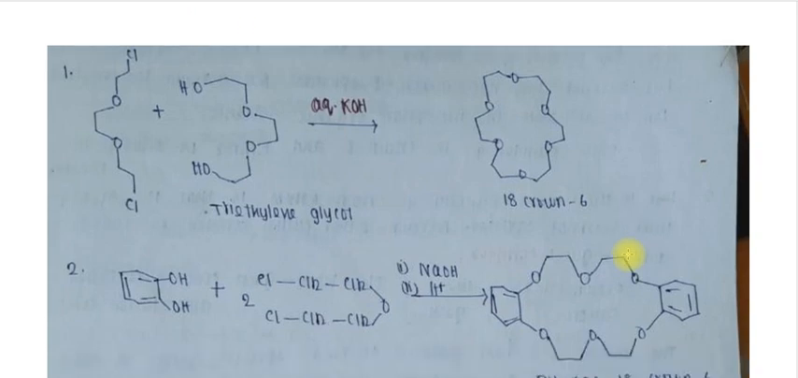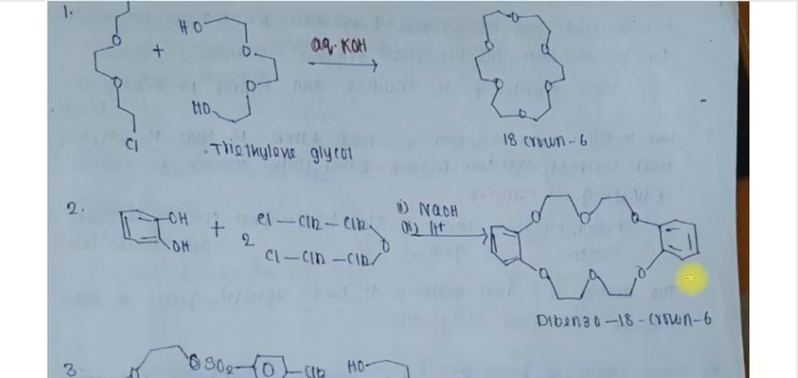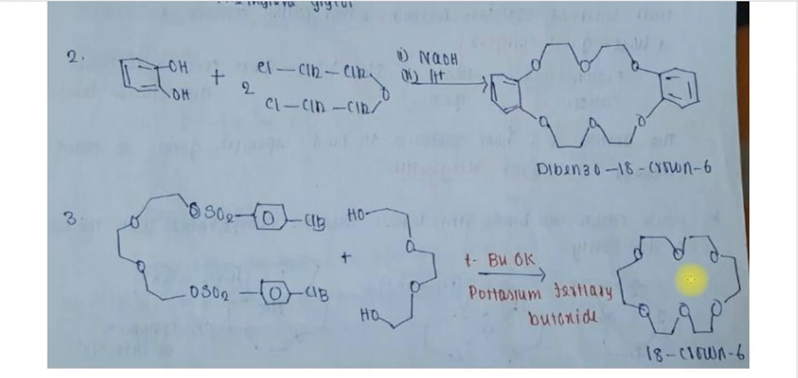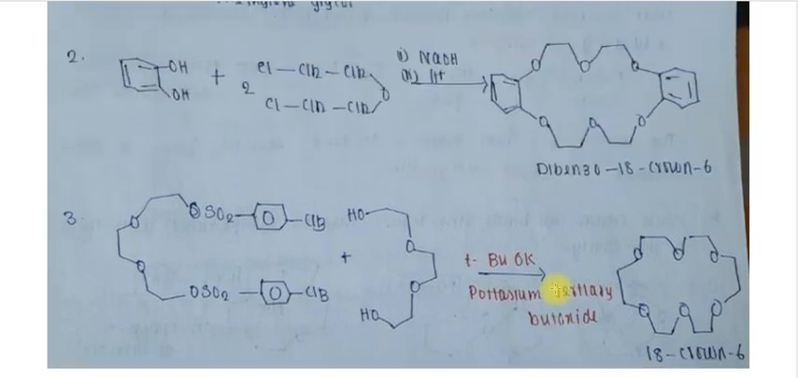Next is the preparation of crown ethers. You just go through the structure. This compound is treated with triethylene glycol, and then we get 18 crown 6. Here I didn't specify the names of these compounds; you just need to understand how they are prepared. Just go through the diagrams. I think it's clear for you. With this we completed the section on epoxides.